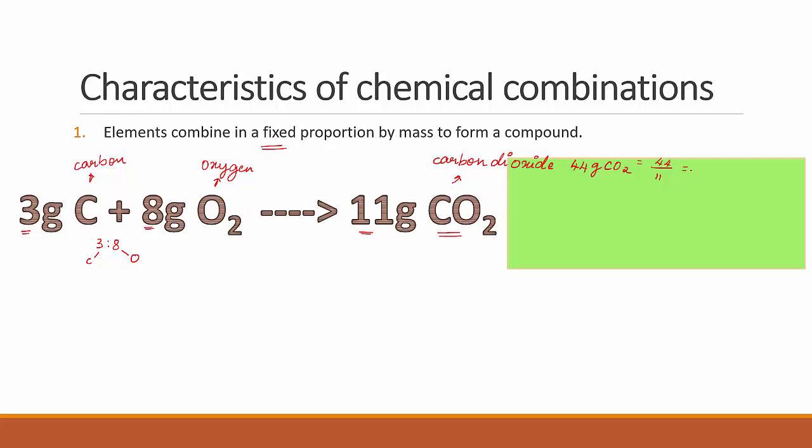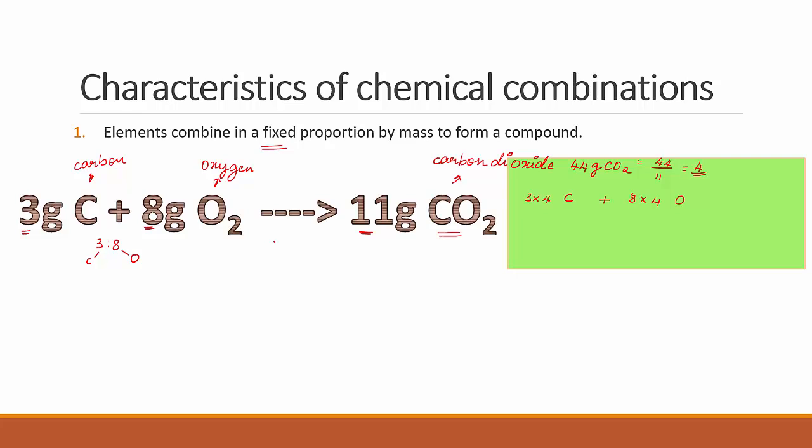So when you divide this by 11, what do you get? You get 4. So what we will do now, we know that 3 grams of carbon. Now this is multiplied into 4 because we have 44 as the end product. So we will do 3 into 4 of carbon plus, next is what? 8 into 4 of oxygen.